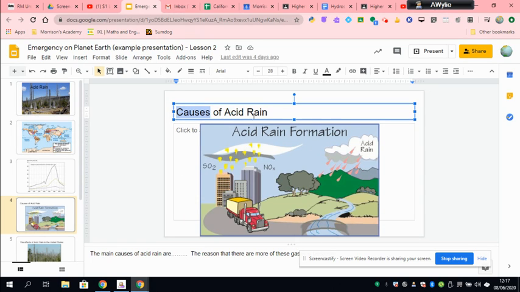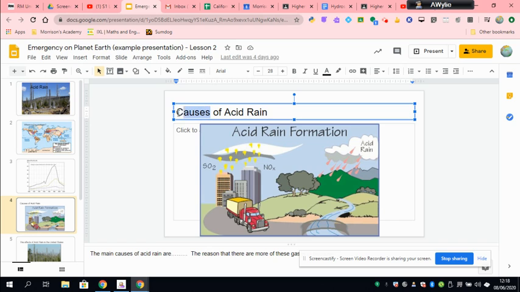So if I was to do that for acid rain, I would say the causes are two gases, this one here, NOx and SO2. And that would be me just describing them. If I was to then explain that, I would be saying, well, the reason there are more of these gases is because there are more cars polluting the atmosphere with these gases, which then leads to acid rain. That would be me explaining.